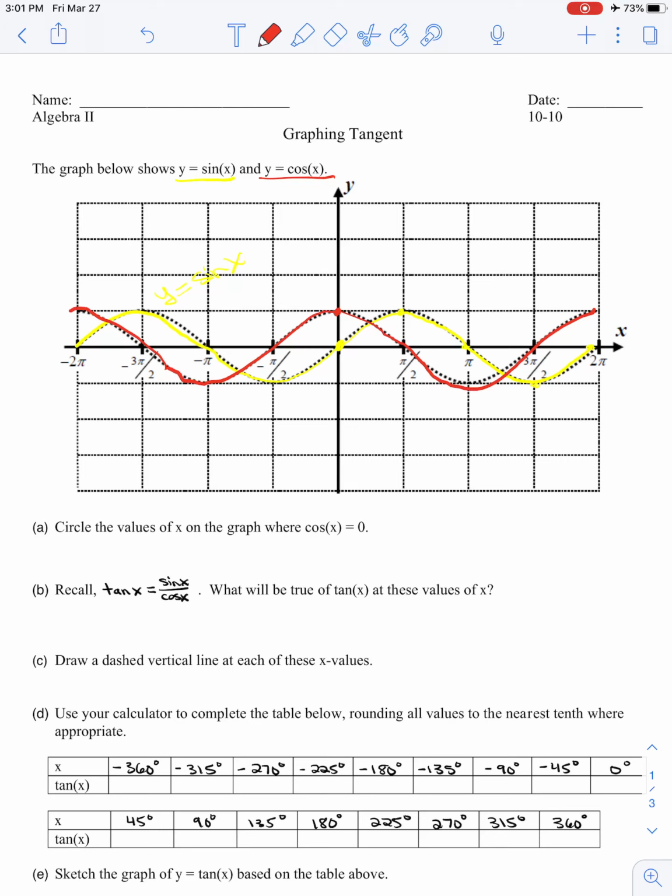Okay. So I would like you to pause the video and circle the values of x on the graph where cosine equals 0. Okay, so we're looking at the cosine curve. So we're looking at the red curve that I just highlighted on the screen, and you want to find where the cosine of x is equal to 0. So I'm going to highlight those values in blue on the screen.